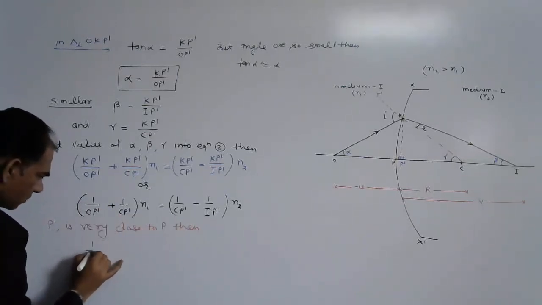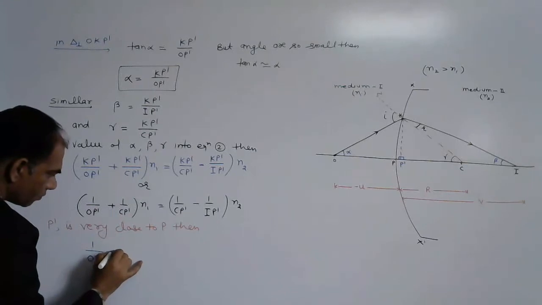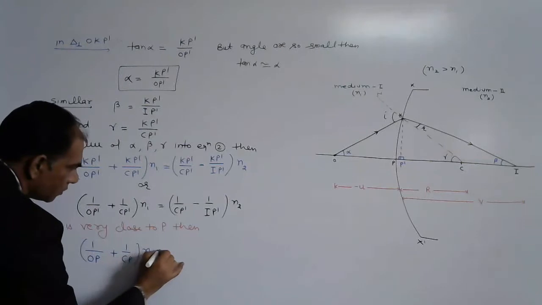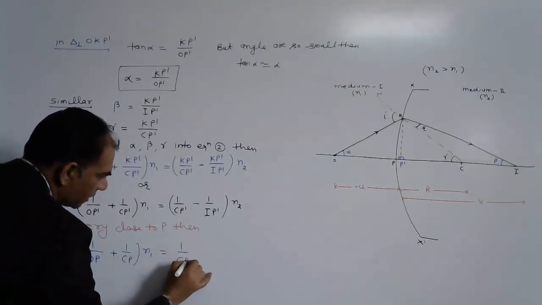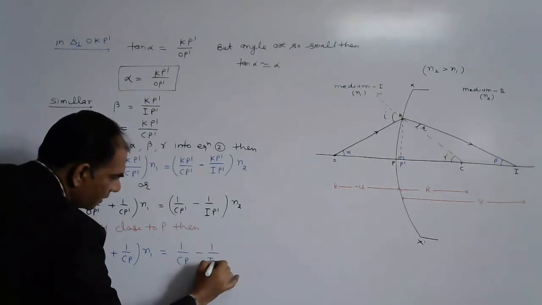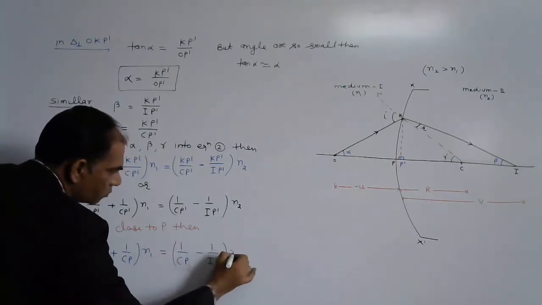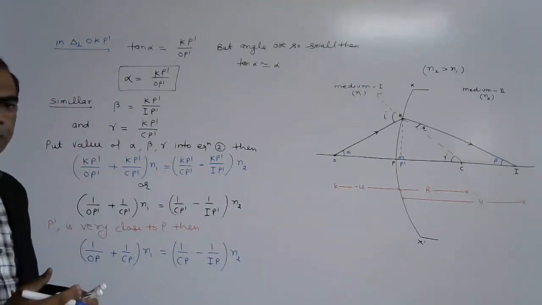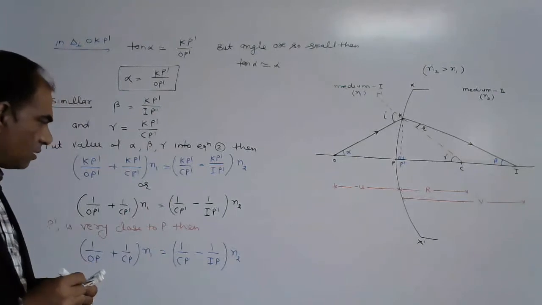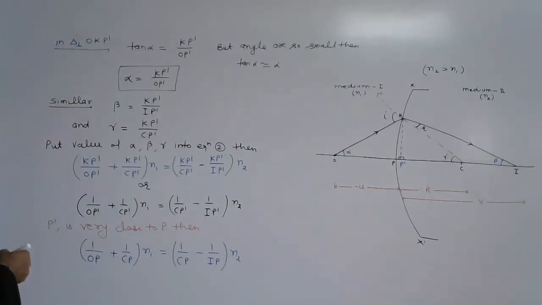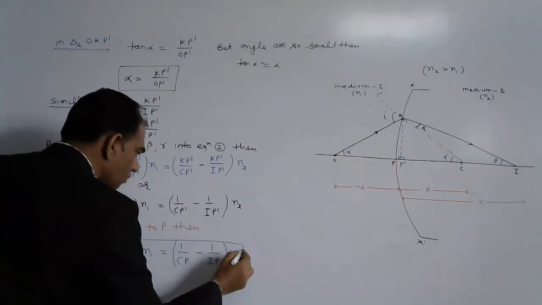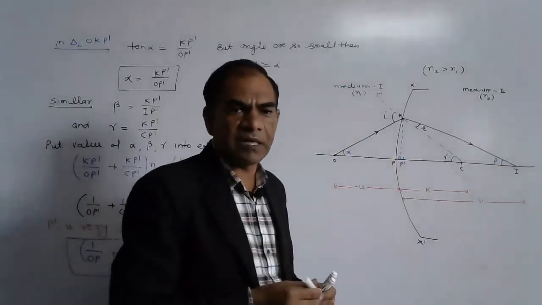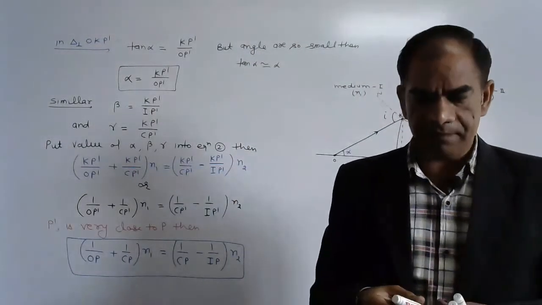Then this becomes 1 upon OP plus 1 upon CP into n1 is equal to 1 upon CP minus 1 upon IP into n2. Because P and P' are very close, P' can be replaced by P, and this is a very important correlation between OP, IP, CP, etc.